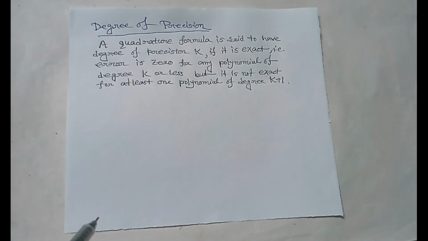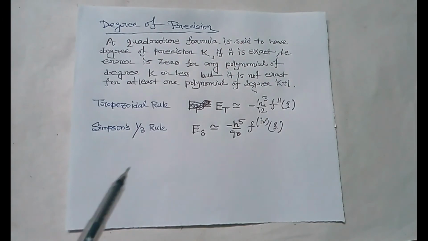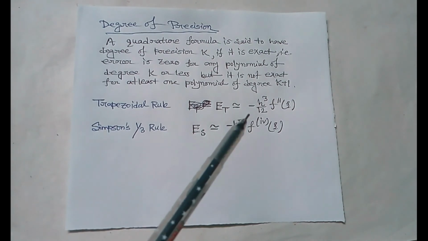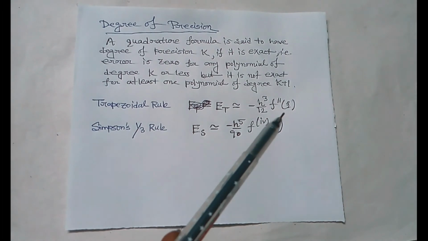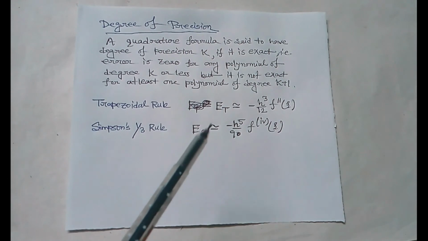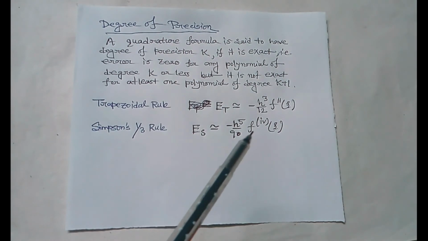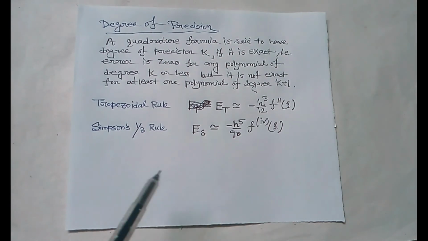Now we have considered two particular quadrature formulas: the trapezoidal rule and Simpson's one-third rule. We have already discussed that for the trapezoidal rule, the error ET is approximately minus h cube by 12 into the second derivative of f at the point xi. And for Simpson's one-third rule, the error is approximately minus h to the power 5 by 90 multiplied by the fourth derivative of f at the point xi.